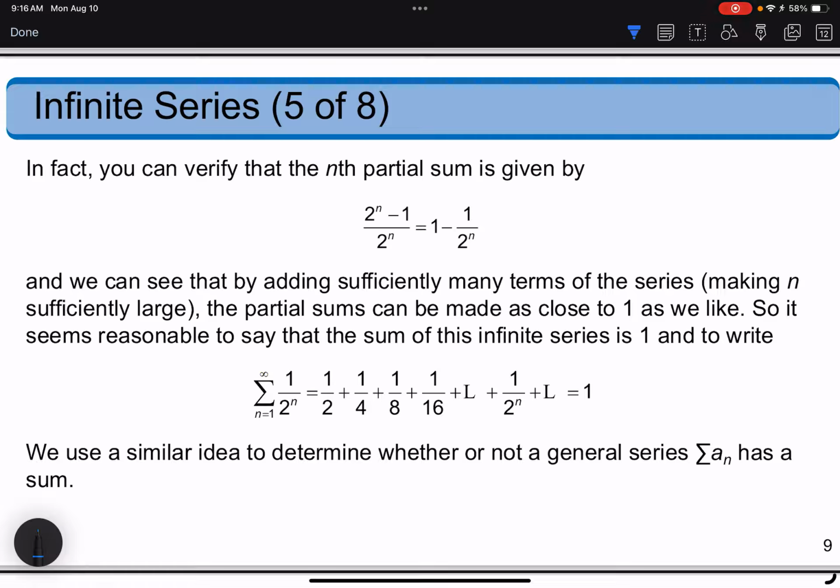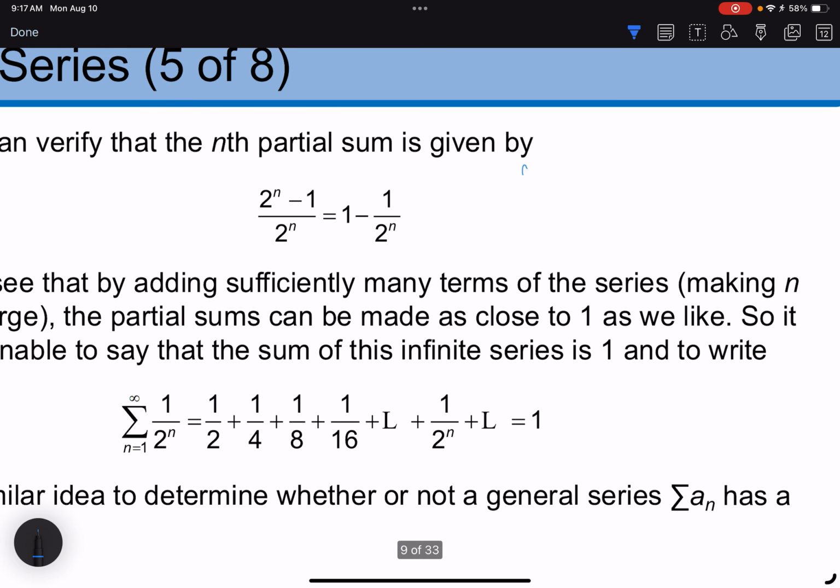So it seems reasonable to say that the sum of this infinite series is 1, and we write the summation of 1 over 2 raised to n for n equal to 1 to infinity, which is 1 half plus 1 fourth plus 1 over 8 plus 1 over 16 plus and so on, plus 1 over 2 raised to n and so on, equals 1. We use a similar idea to determine whether or not the general series, the summation of a sub n, has a sum. By the way, this is the sum of a geometric series.